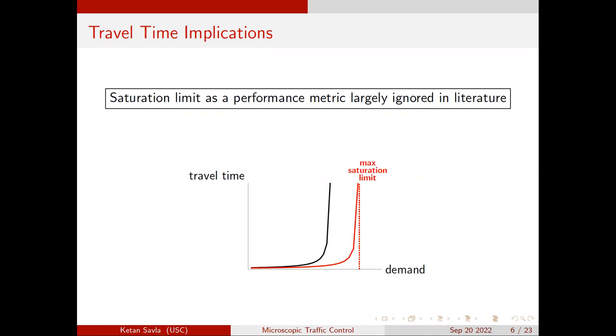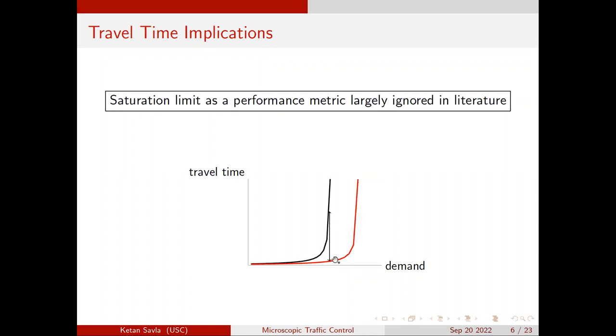We will make a claim that the well-known existing ramp metering algorithms in fact do not give the maximum saturation limit, and that could have big implications for travel time. So for example, the black curve would be the delay curve for a given ramp metering algorithm. And if you are able to come up with a ramp metering algorithm which achieves a bigger saturation limit, then at a practical demand level, which is where we want to operate the system, there will be a big gap in the travel time, as we will see in the simulation studies that I'll report soon.